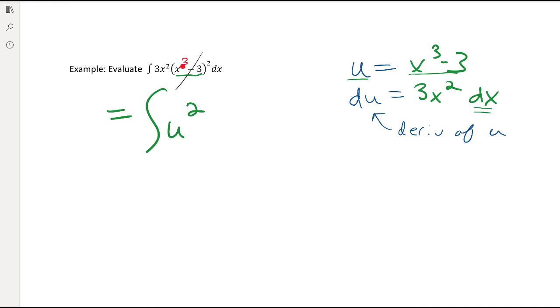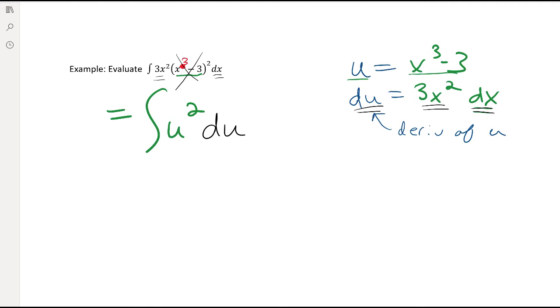Okay? Now, we have subbed out that part. So that part is now gone. But we're not done with our substitution because we still have a 3x squared dx, which we need to substitute out. And that is precisely what du equals. So the 3x squared dx doesn't disappear. It just simply gets repackaged and called du.